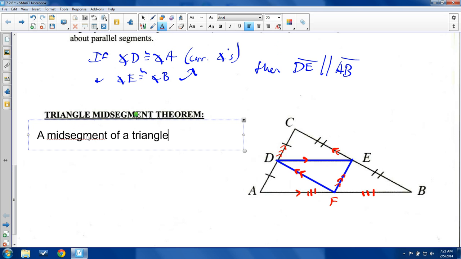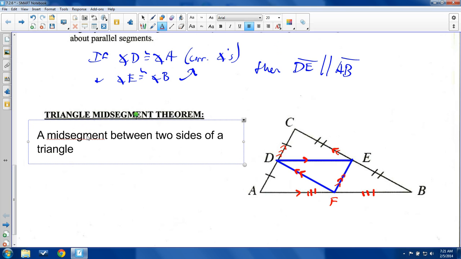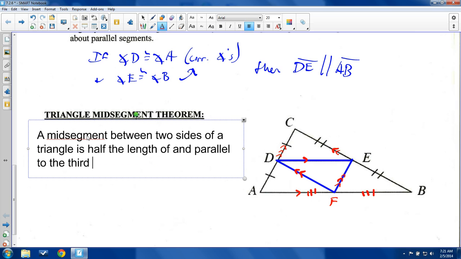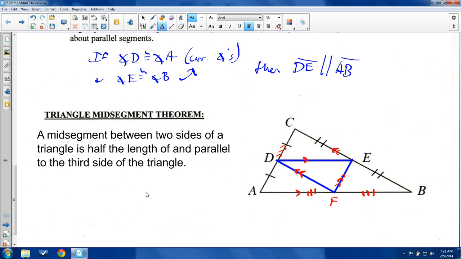Of a triangle, segment between two sides of a triangle is half the length of and parallel to the third side of the triangle. Okay? So the midsegments are the lines that cut them in half, and they happen to be half the third side, and they're also parallel to that third side.